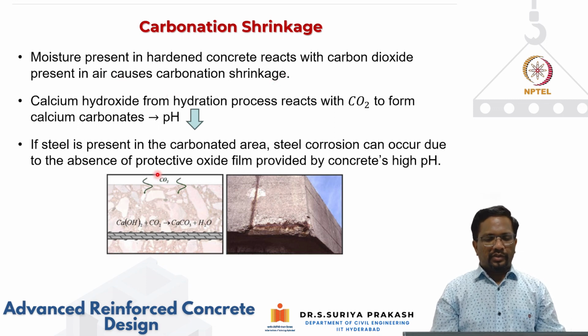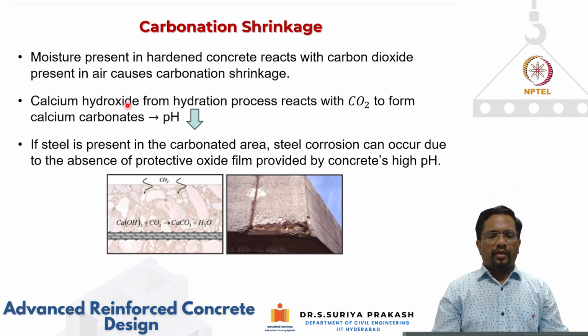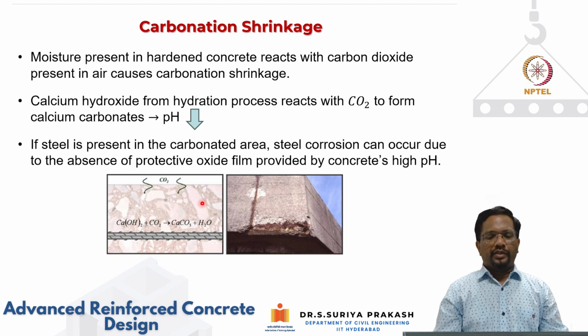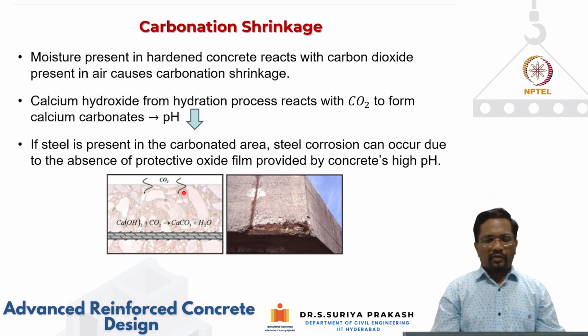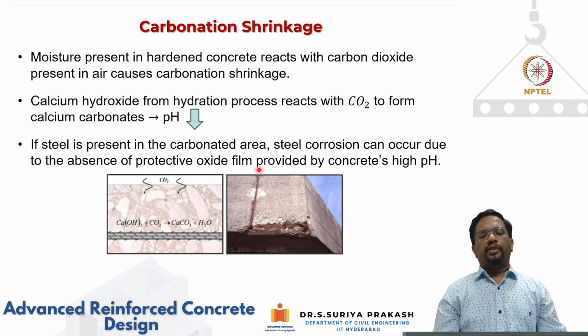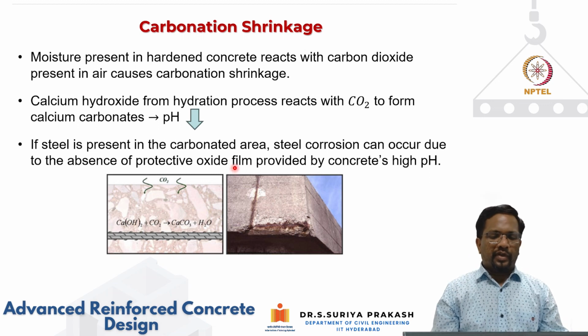Now, what happens is the CO2 can penetrate inside the concrete, and it can react with this calcium hydroxide, and it can form calcium carbonate and water. What is the significance of this reaction is the formation of calcium carbonate is actually going to reduce the pH. Initially when the pH levels are in the order of 12 to 13, basically you have this protective oxide film that is formed over the layer of steel that is going to prevent the corrosion.